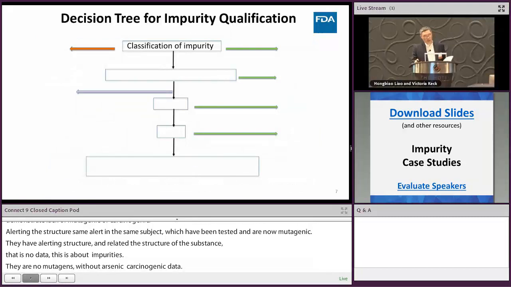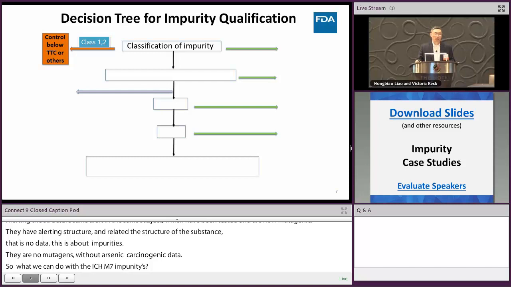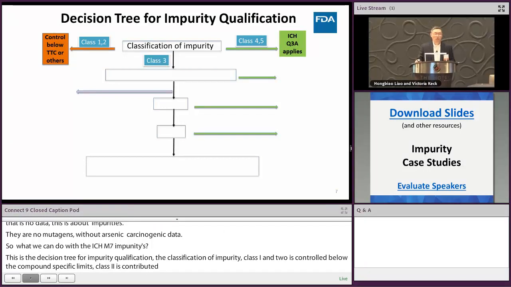This is the decision tree for impurity qualification. The starting point is classification of the impurity. Class 1 impurity is controlled below the compound-specific acceptable limit. Class 2 is controlled below the TTC limit. Class 4 and Class 5 impurities are non-mutagenic, so ICH Q3A applies. For Class 3 impurity less than TTC, TTC or ICH Q3A, whichever is lower, applies.